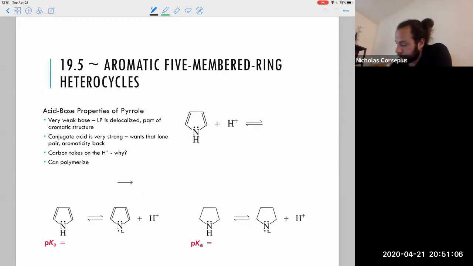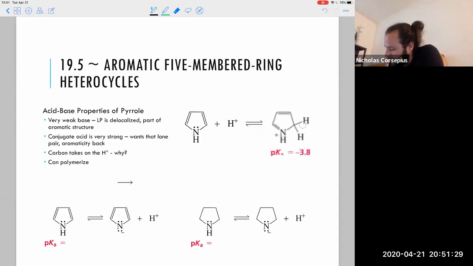So one of the things that's kind of weird about pyrrole is, first of all, it is a very weak base. That has to do with the fact that if we were to try to add a proton, we would have to break that aromaticity. Even weirder, though, is if we stick it in the presence of a really strong acid and force it to be protonated, it's not the nitrogen that gets protonated. It's actually the carbon right next to it. And we'll see why in just a second.